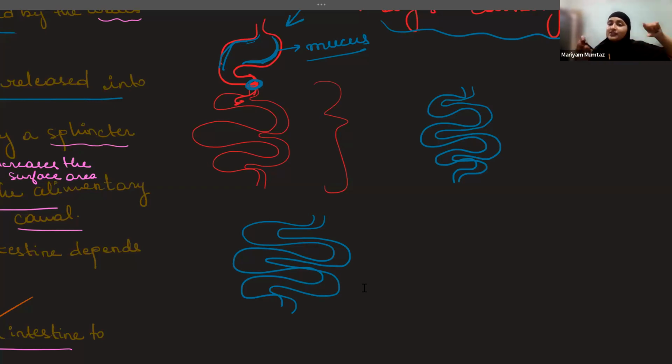So as to fit this long organ, it has to be folded in, like how in the wardrobe, when we want to fit something in, we fold it and then we put it inside. Same thing happens in our body also. The small intestine has been folded in such a way so that first of all, it can fit in our body, and secondly, it also increases the surface area for digestion. Clear?